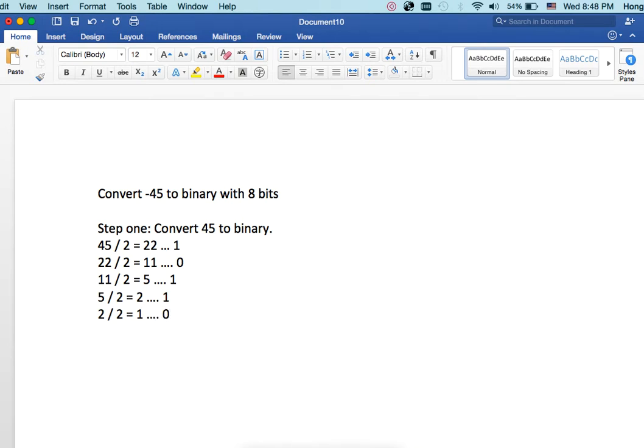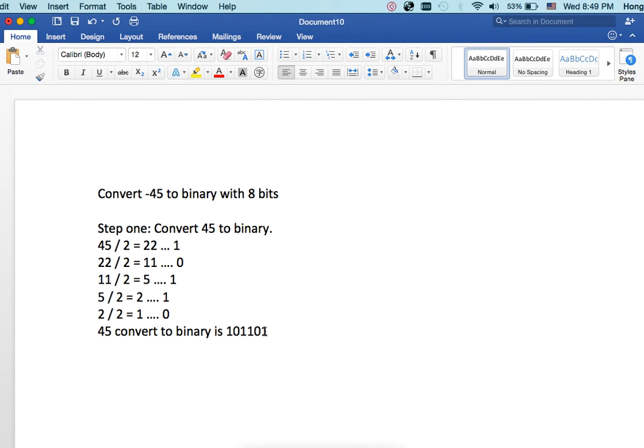Now, when your quotient is 1, you know you already have your answer, okay? So how do you interpret your answer? You start from quotient 1, read backwards. So it's 1, 0, 1, 1, 0, 1 is your final answer. So 45 converted to binary is 1, 0, 1, 1, 0, 1. Okay? Now this is only 6 bits, right?